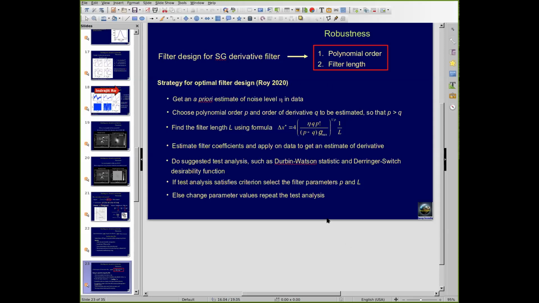And then you go on with optimization, where you try to appraise the results with Durbin-Watson statistics and Derringer-Suich desirability functions. The details are in the paper. I am not going to discuss the Durbin-Watson statistics or the Derringer-Suich desirability function. These are very important optimality conditions. Then, once the test analysis is satisfied, you get the polynomial order and the filter length. These are the two very important parameters that you select and then use for estimation of the derivative.